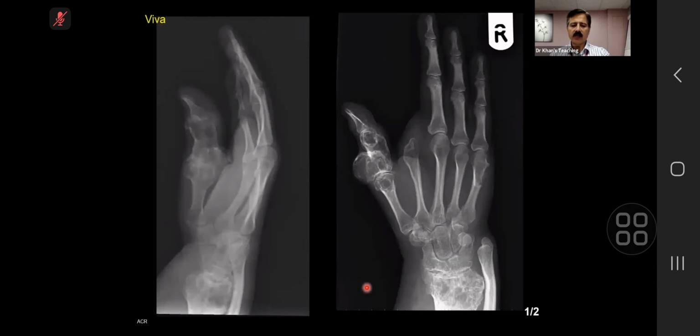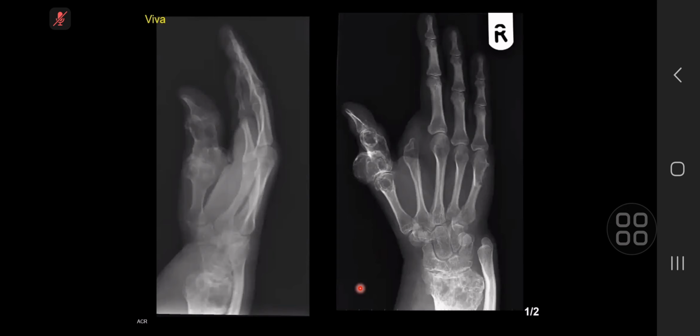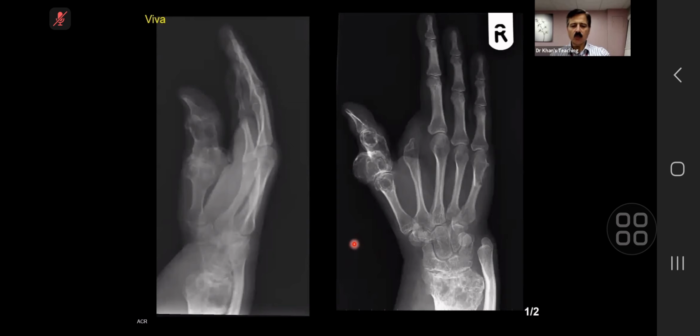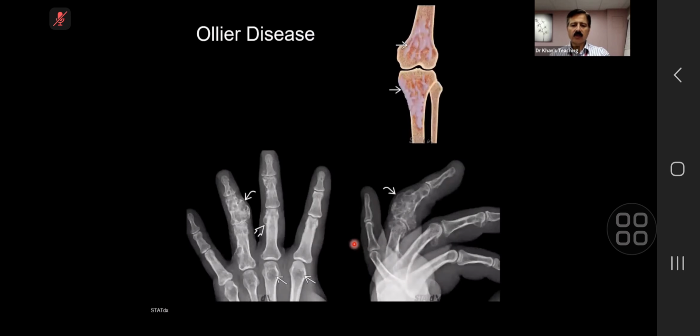Now, spot diagnosis candidate 2, can you just name this disease? Ollier's disease. In Ollier's disease, there are multiple enchondromas, and they can be within the medullary cavity, and they can be of the extravagant type, and there can be other cartilaginous abnormalities also.